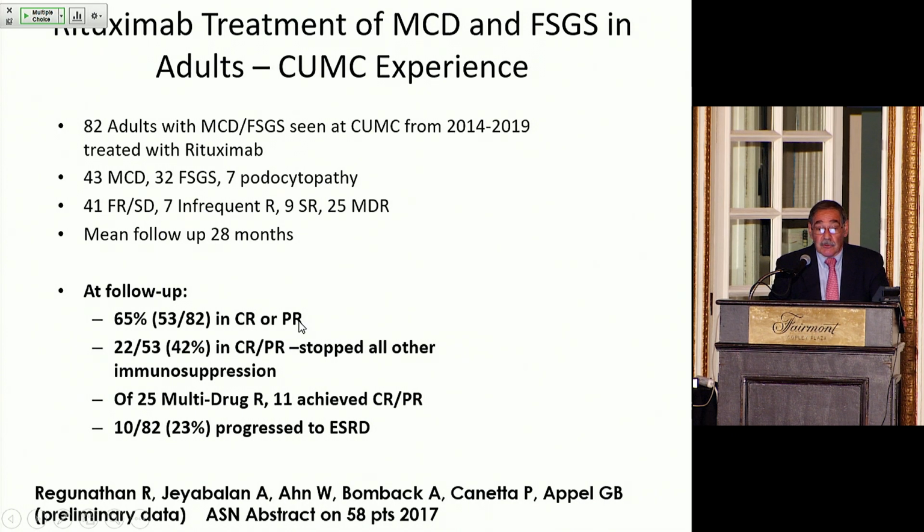65% had a complete or partial remission. So it's pretty clear rituximab works in a lot of these patients.